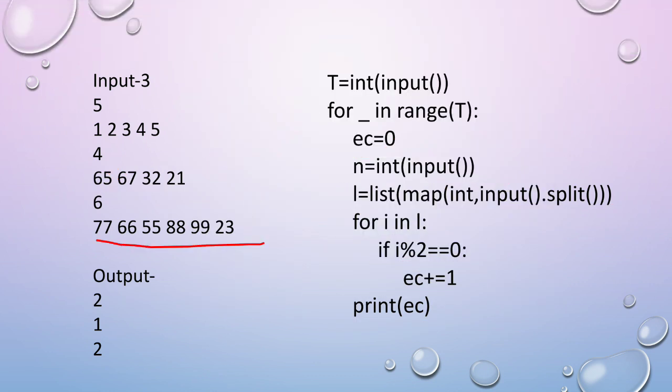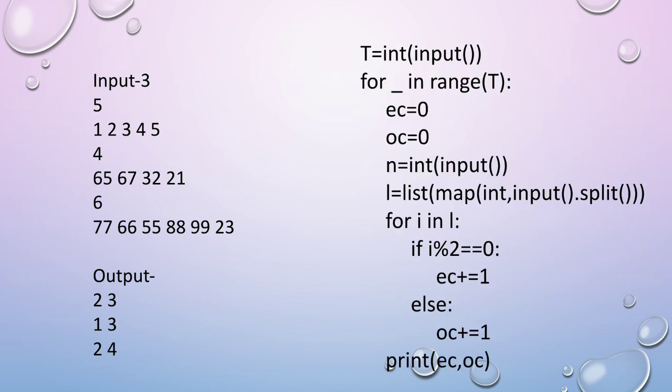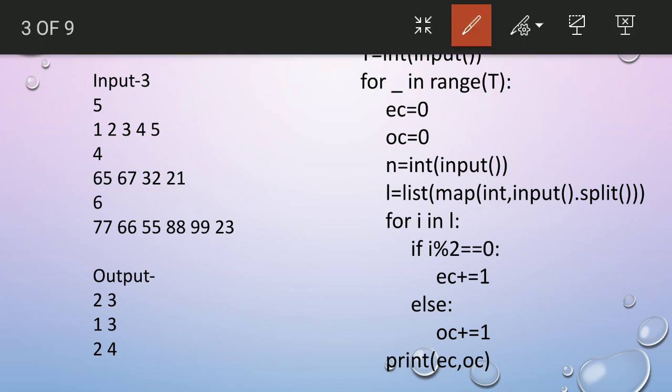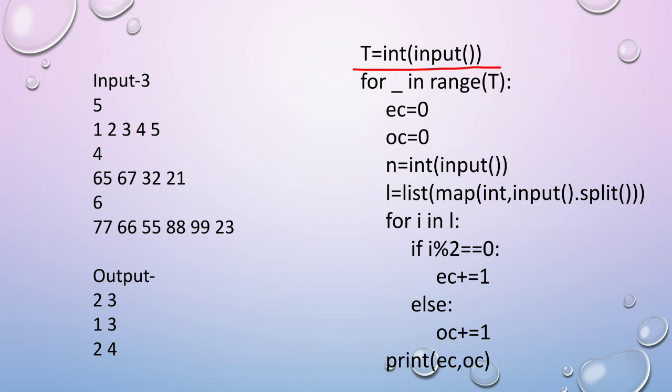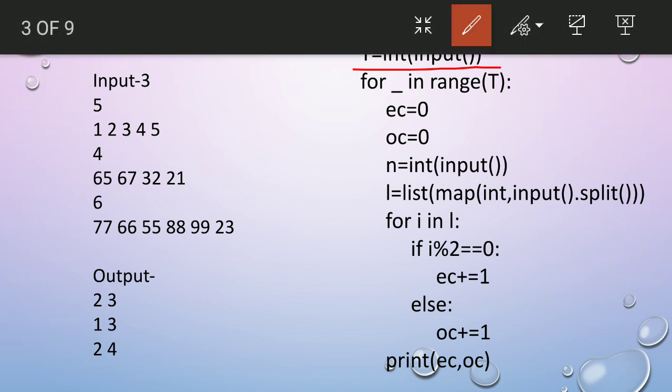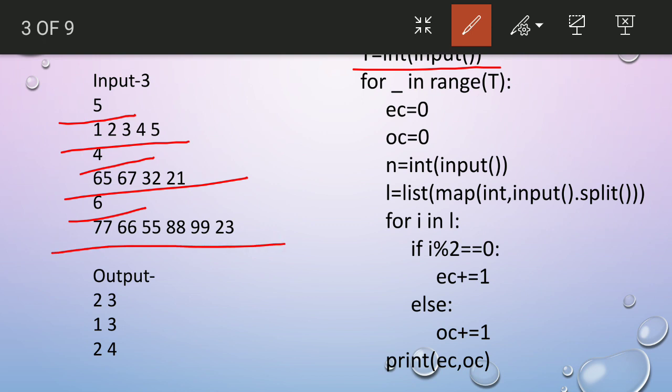Okay, next question, same. See here, in this question we have taken the test case t is equal to int of input, we have taken the 3, same as the previous one, no difference. In this question same, we have taken the size of the list. We have taken iterating the loop, we have taken the n value, and we have taken the list value.